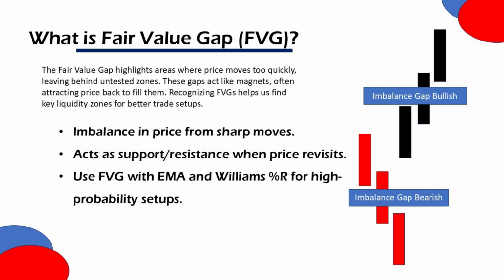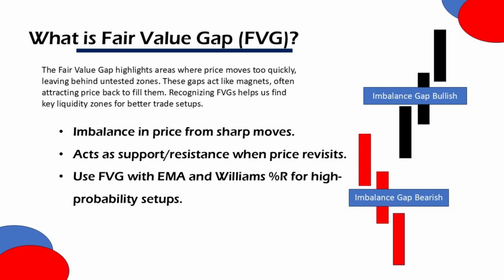In our strategy, we'll use FVG as one of the factors to identify potential areas where price may move strongly, either to continue the trend or reverse. While it's not the only tool, combining it with other indicators like the EMA and Williams Descent R helps us find high probability trade setups. Why is FVG important?